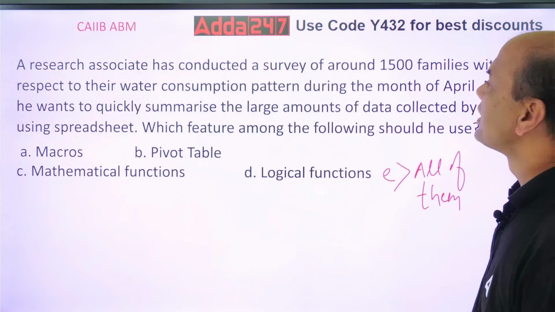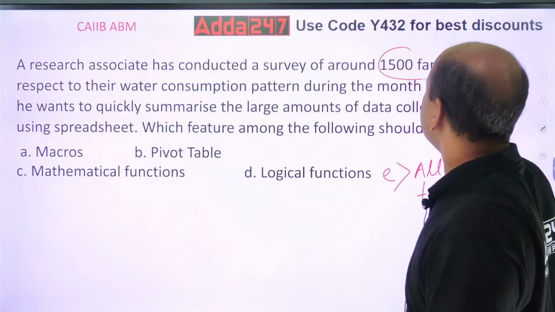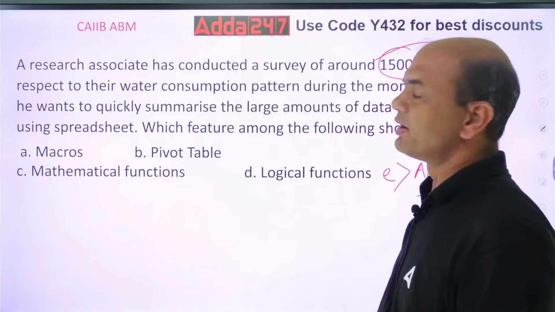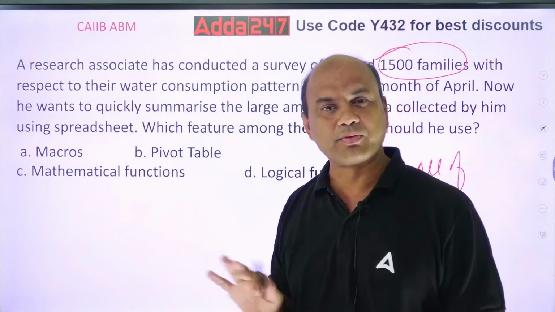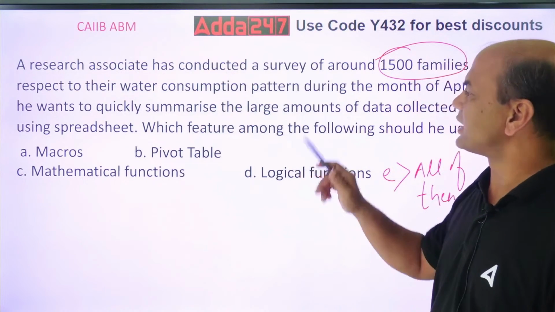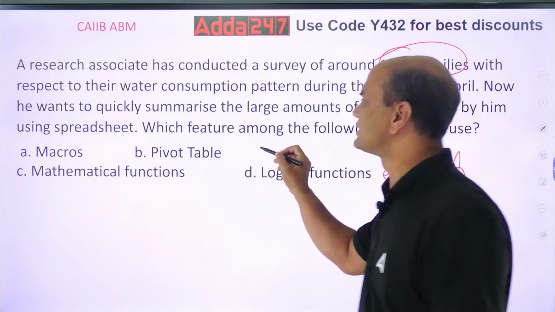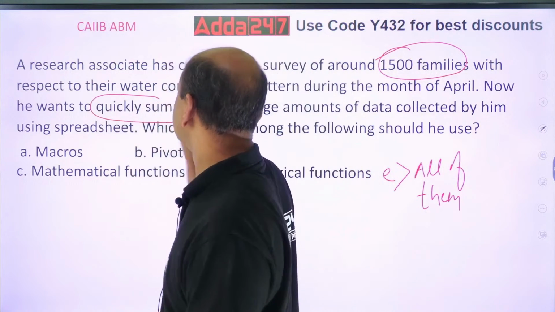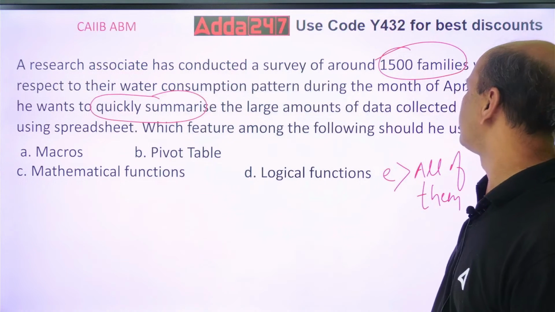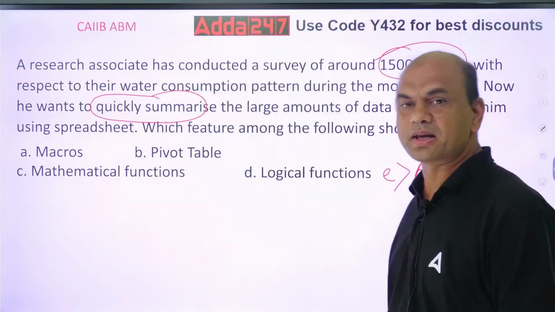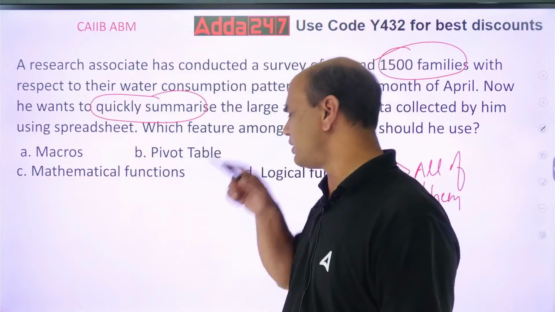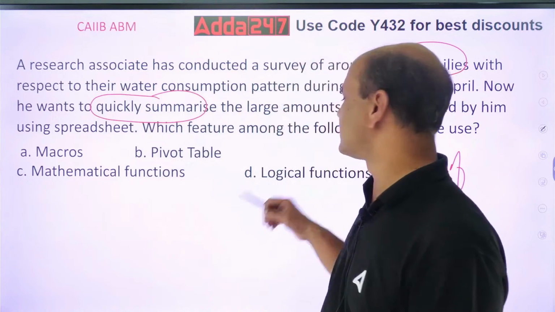Check this. He has conducted a survey of 1500 families. So he'll have a large data now. 1500 is a big number. Analyzing that large data is a very difficult task. So he wants to quickly summarize the large amounts. Which feature among the following should he use? Macros, pivot table, mathematical functions or logical functions.